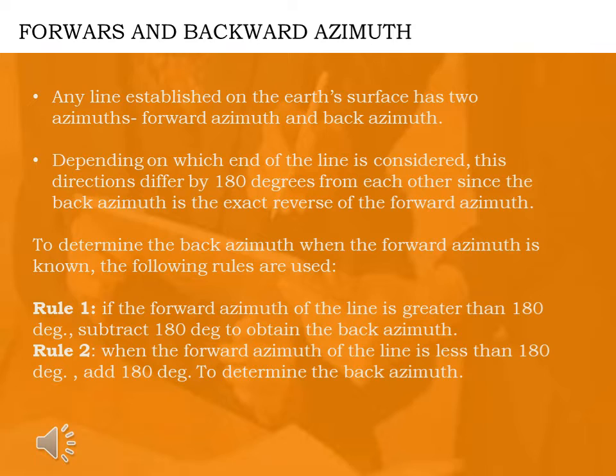Rule 1. If the forward azimuth of the line is greater than 180 degrees, subtract 180 degrees to obtain the back azimuth. Rule number 2. When the forward azimuth of the line is less than 180 degrees, add 180 degrees to determine the back azimuth.